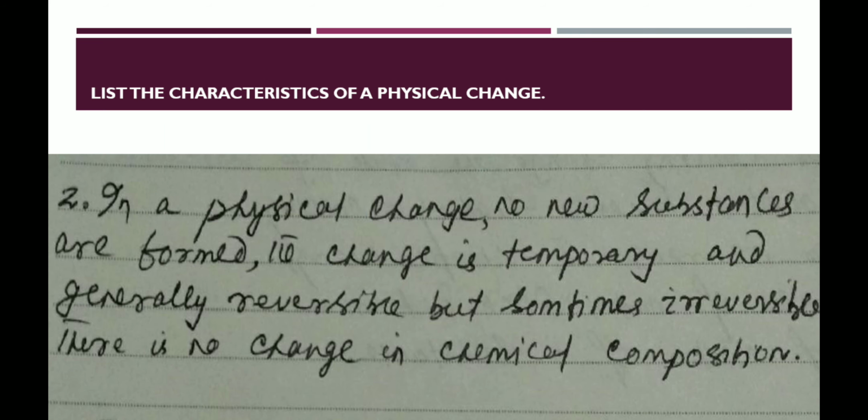Second question. List the characteristics of a physical change. The answer. In a physical change, no new substances are formed. The change is temporary and generally reversible, but sometimes the change is irreversible. There is no change in chemical composition of the substances.